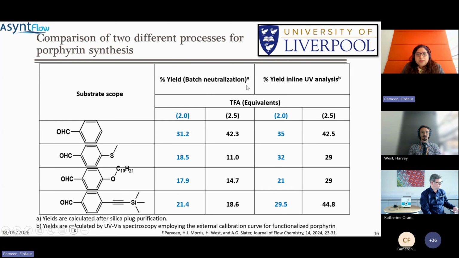For the two different processes, batch neutralization and inline UV-Vis analysis, we found that there is not much difference in the standard porphyrin. The yields were similar, but in case of functionalized substrate like thioether and silyl alkyne, there was a large difference in the yield found from inline UV-Vis analysis and batch neutralization. This suggested that definitely we are forming large quantities of porphyrin in the reaction, but when we are neutralizing them in the batch and purifying them on a silica plug, the yields are reducing because these substrates are not stable, they are decomposing over time.